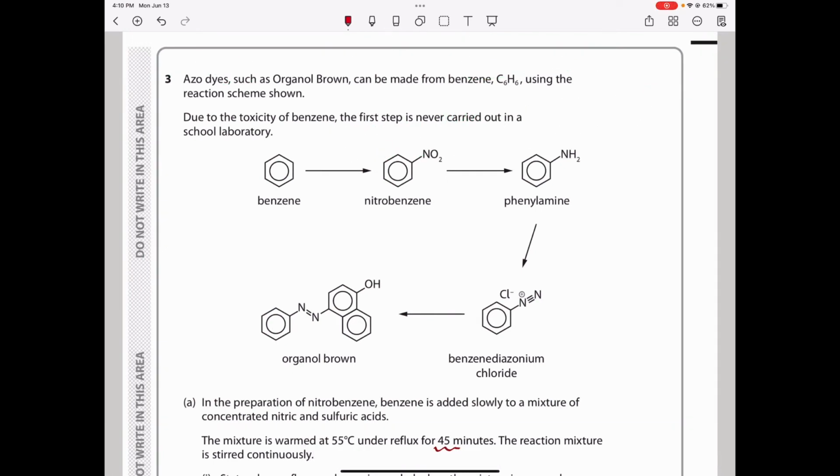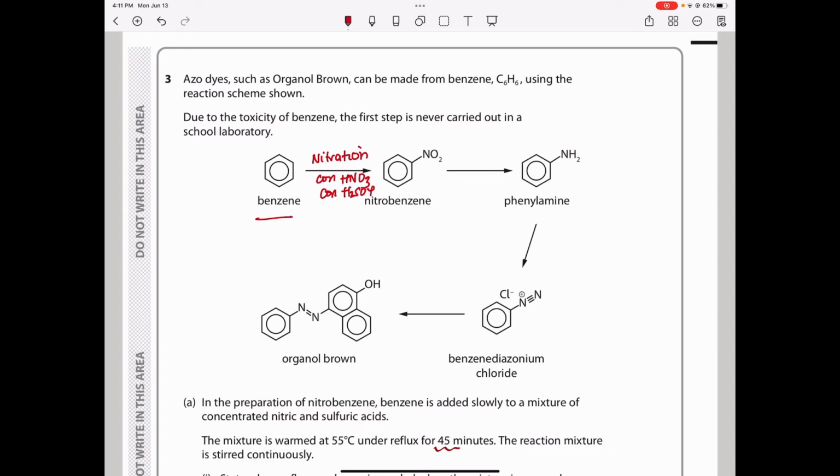Azo dyes such as Orange brown can be made from benzene using the reaction scheme shown. Due to the toxicity of benzene, the first step is never carried out in a school lab. So here we have benzene, which is converted into nitrobenzene. This one here is a nitration reaction. Nitration using concentrated nitric acid and concentrated, of course, sulfuric acid.